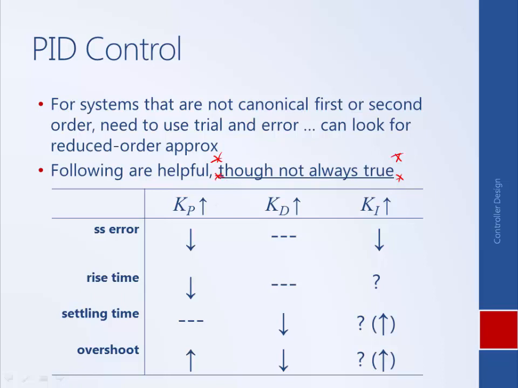Okay, so if you recall, increasing Kp tends to help steady-state error, tends to make the system faster, but it tends to cause more overshoot. The addition of derivative control didn't help the steady-state error, but it tends to add damping and make the system settle quicker and have less overshoot. Integral control, the addition of integral control tends to help steady-state error, but it may make the system slower or more oscillatory.